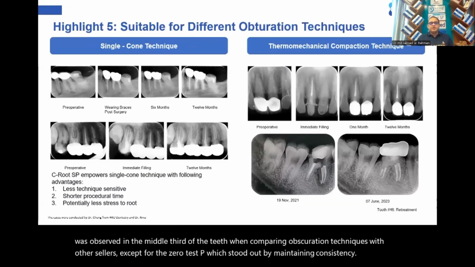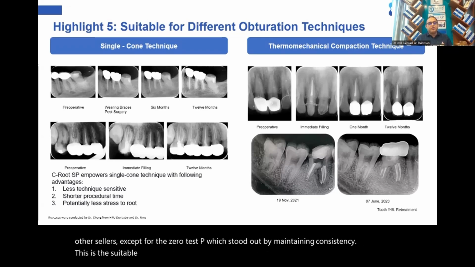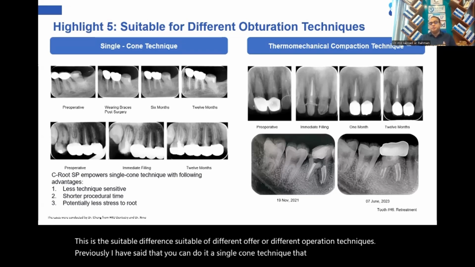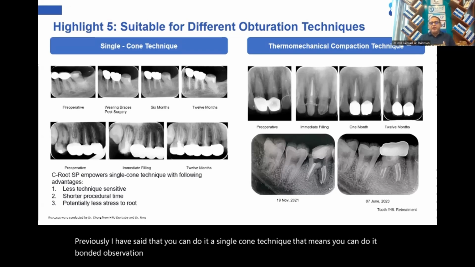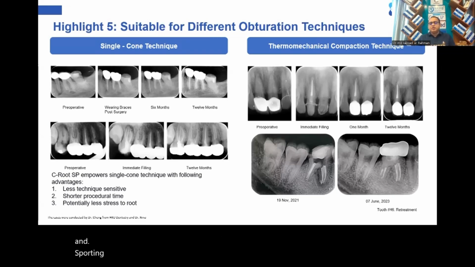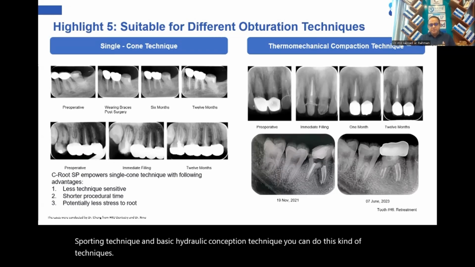It is suitable for different obturation techniques. Previously, I have said that you can do it with a single cone technique. That means you can do the bonded obturation technique, hot modified obturation technique, sprouting technique, and basic hydraulic condensation technique. You can do these kinds of obturation techniques with this sealer.